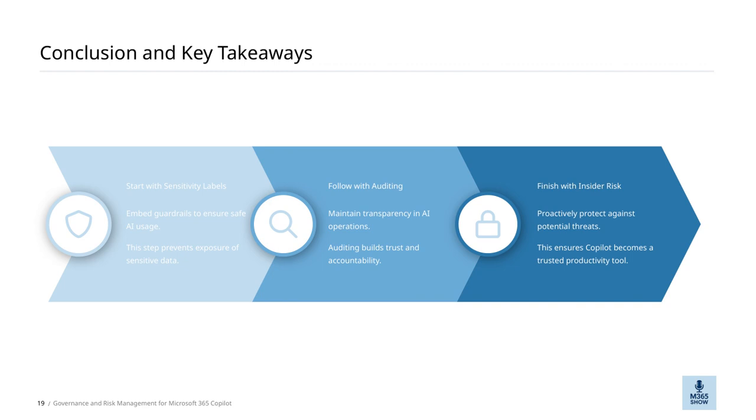Following that, embedding guardrails is essential. These guardrails act as safety nets, preventing the exposure of sensitive data and ensuring that AI is used safely and appropriately. Finally, starting with sensitivity labels helps us classify and protect our most sensitive information from the get-go. Altogether, these steps, protection, insider risk management, auditing, guardrails, and sensitivity labels, form a comprehensive approach to responsibly managing AI in our organization. They connect back to our overall goal of creating a secure, trustworthy, and effective AI environment.